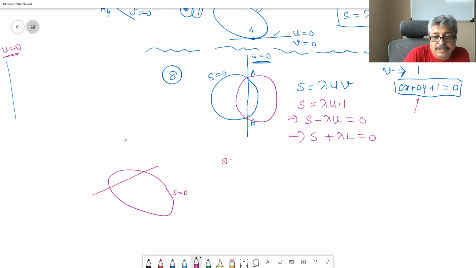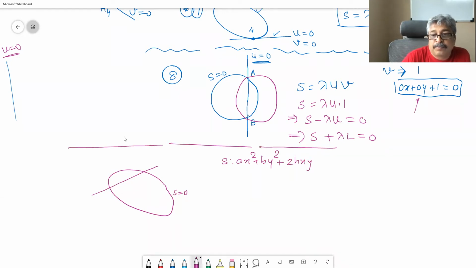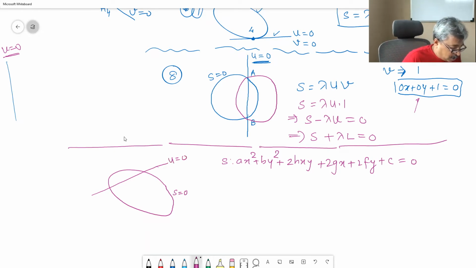Let me write down S: ax square plus by square plus 2hxy plus 2gx plus 2fy plus c is equal to 0. This is S. This is u is equal to 0. Now let me name these points, maybe P and R. And basically now I am looking at this u and v. Therefore there are 2 points of intersection here and 2 points of intersection here.